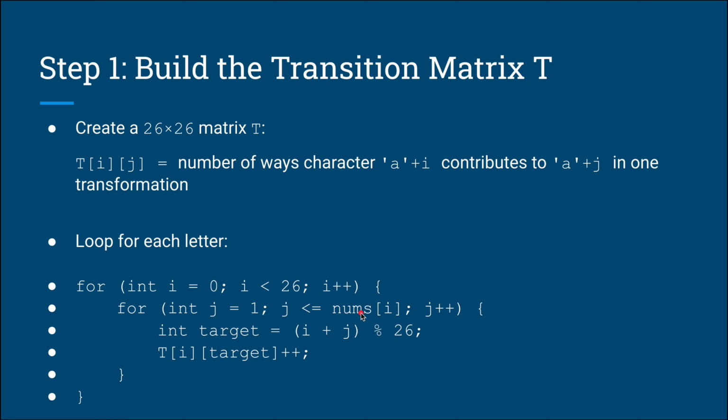For example, how many characters we have to move. So if s at 0 we have a, and nums at 0 we have, let's suppose, 1, right? So only one character we have to move. So int target we will find like this, and then we'll update the matrix value, right? So matrix at i and target will do plus plus. It will increase the frequency, or you can say the count.